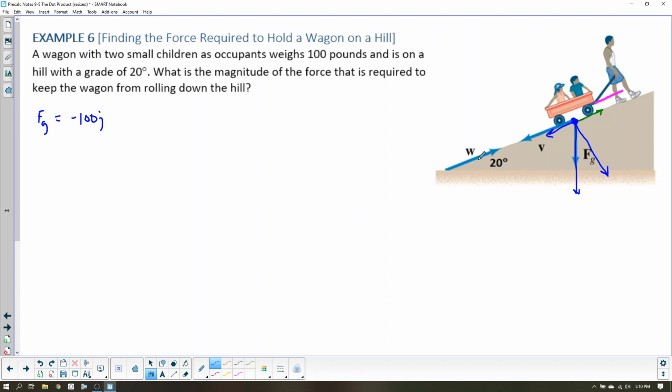Let's also define the vector w. Now, w is just defining the ramp, so I don't actually care how long it is. So we might as well just make it a unit vector. Remember that any vector can be written in this form, where you have the magnitude of the vector and you have the direction of the vector.